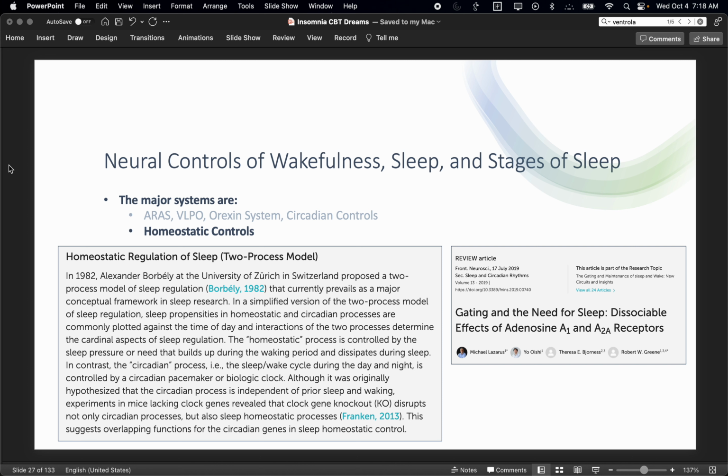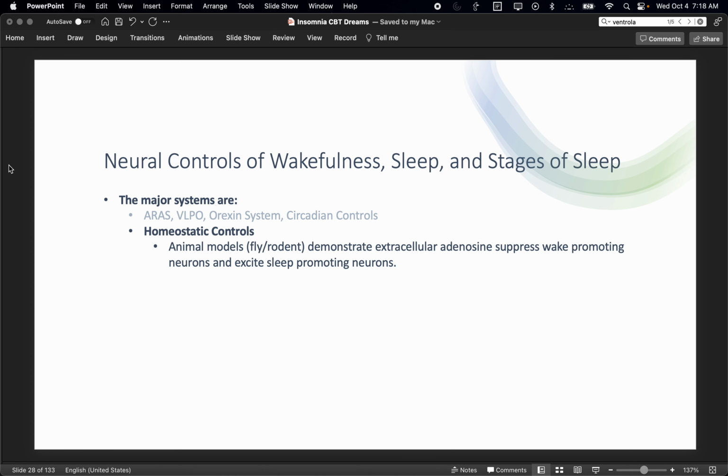They build up over time while you're awake, and they build up more and more, and it causes more and more sleep pressure, more and more diminished vigilance and arousal, trying to push the organism into sleep. There have been a lot of good animal models that have demonstrated that extracellular adenosine suppresses wake-promoting neurons and excites sleep-promoting neurons. So adenosine can be considered a big factor for being able to fall asleep.